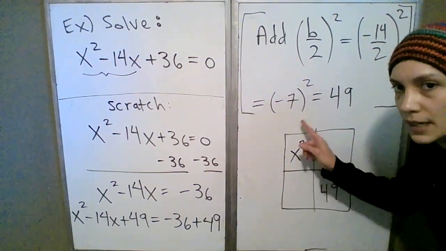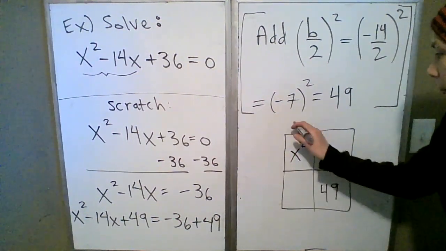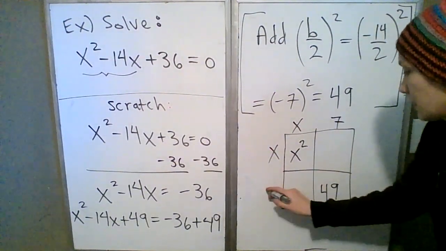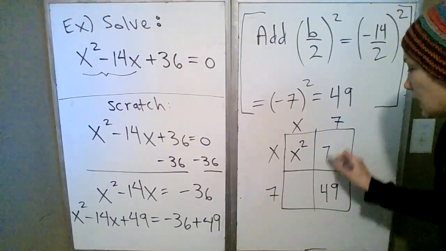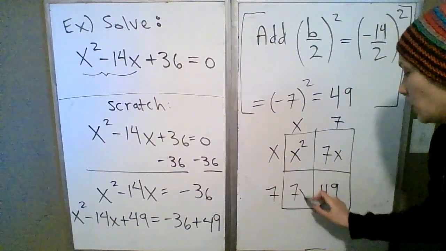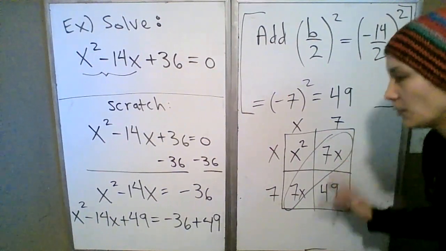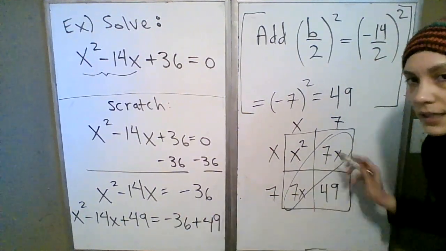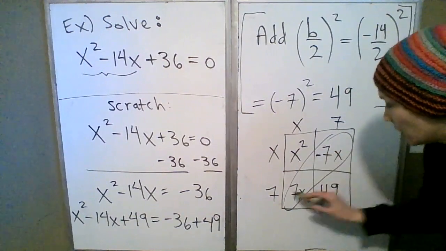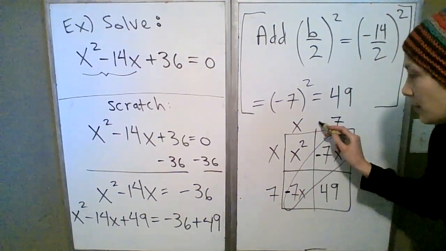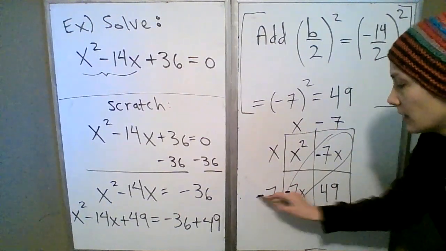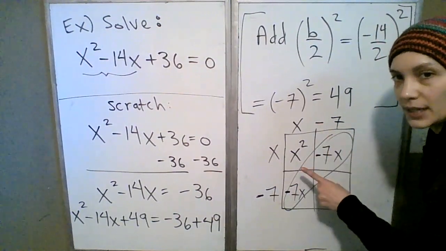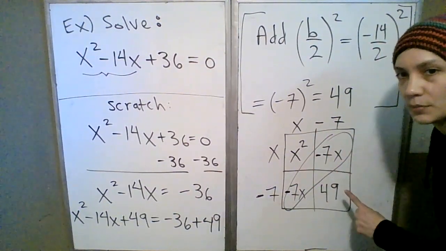Piecing together the sides, x times x is x squared. 7 times 7 is 49. This would be a 7x and 7x, which we would add together. So you have 14x, but this part that I'm trying to factor has a negative 14x in it. So I need a negative 7, with this being a negative 7. So I want x minus 7 times x minus 7. Okay, so x minus 7 squared is equal to x squared minus 14x plus 49.